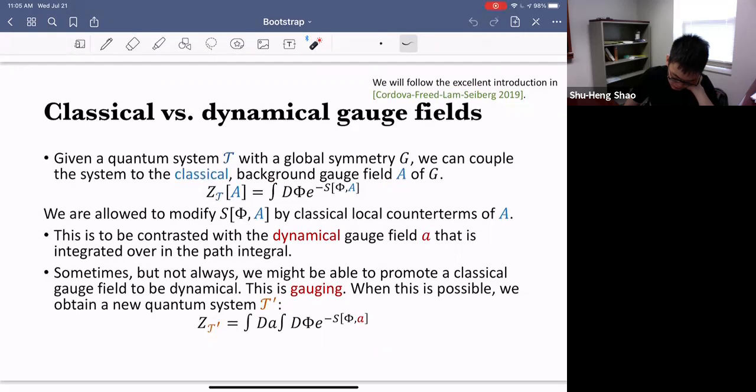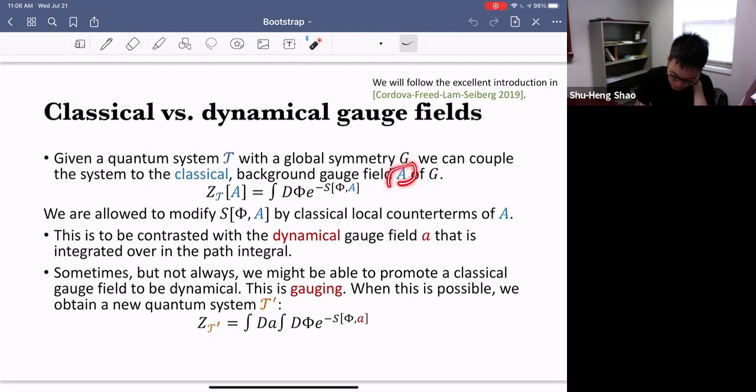So the partition function can be schematically written in this way. We integrate over the dynamical fields collectively denoted by phi. Our action consists of the dynamical fields coupled to these background fields. And at the end of the day, the partition function is a function or functional of the gauge field. On general grounds, we are allowed to modify our action or our coupling to the background fields by classical local counterterms of the gauge field. This amounts to different regularization schemes that we can choose in the ultraviolet. And we should always work with this freedom.